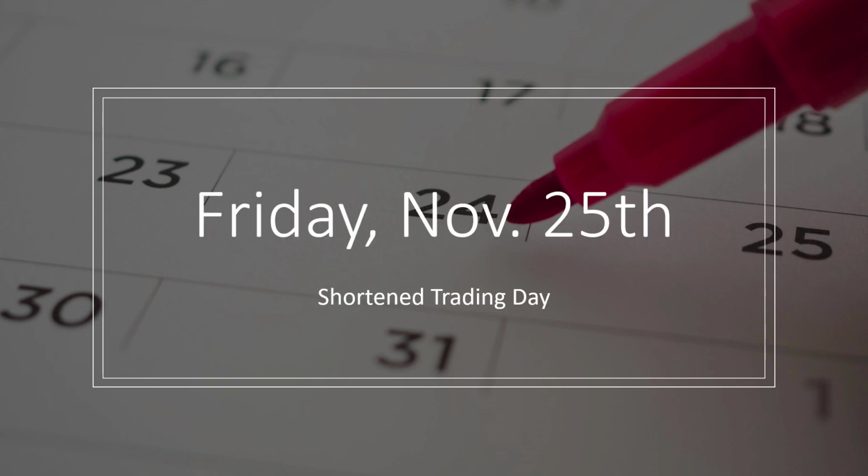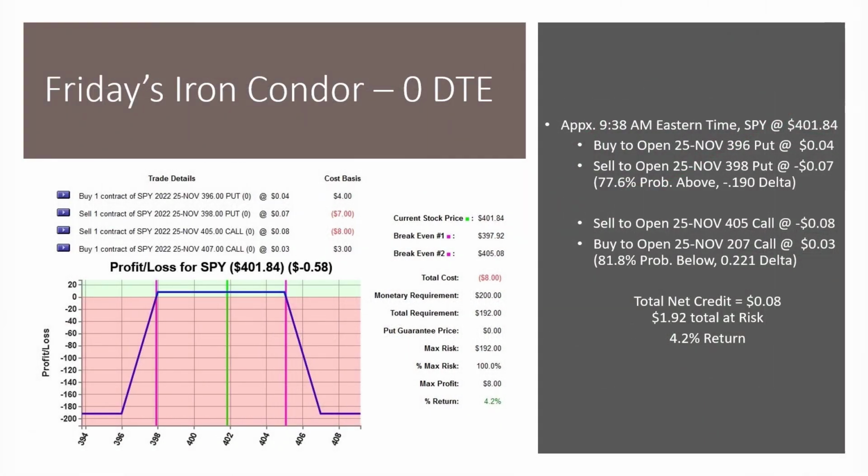Friday, November 25th, we have a shortened trading day. The market closes at 1 p.m. due to the holiday, which means we're still going to be able to find an Iron Condor position 0 days to expiration, but that net credit is going to be much smaller. We ran our search, and at about 9:38 a.m. Eastern Time, SPY is trading at 401.84 on Friday, November 25th.